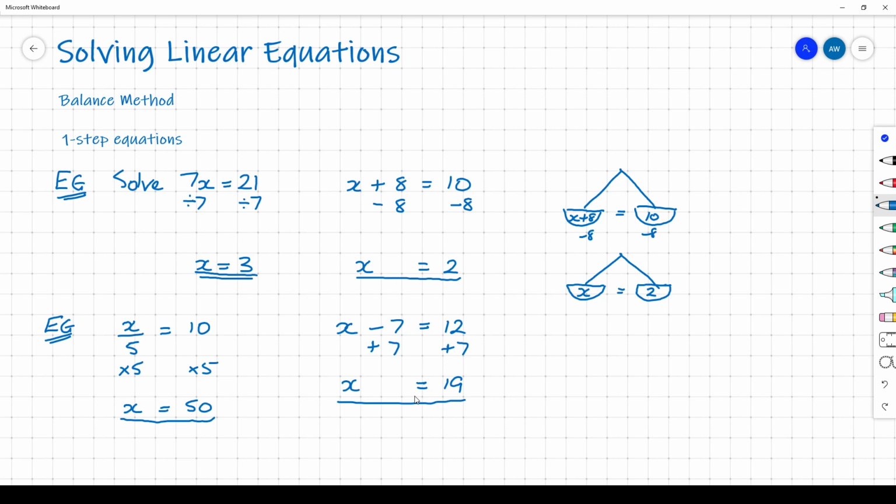So that's a very short video on just looking at solving one-step equations. Okay, the next video we'll be looking at two-step equations and obviously recapping on these one-step equations.